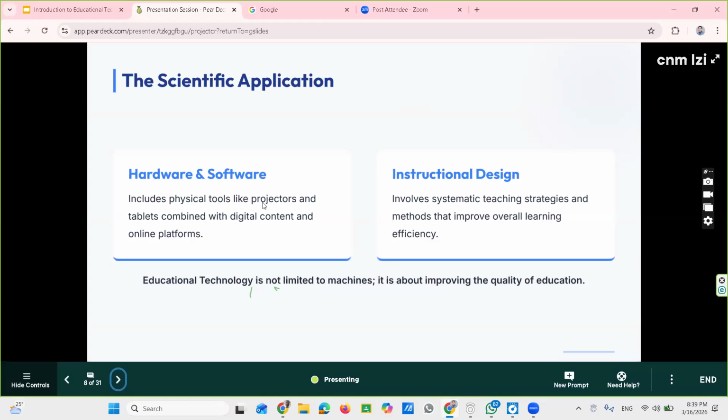Here is another statement, read out this one also. Educational technology is not limited to machine. It is about improving the quality of education. That's also important, right? Not limited to machine, that means hardware or software, right? You have to use this mixed hardware and software to improve the instructional design or quality of education. Right. That's the content of this slide.